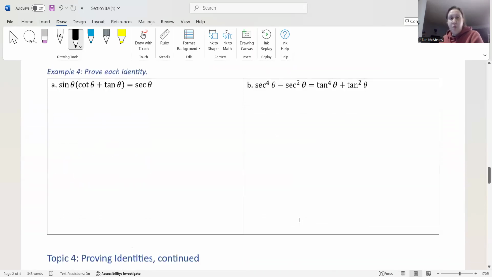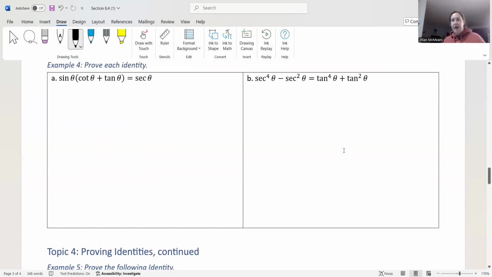Let's look at two more that aren't too bad. There may be a little more involved, but nothing too crazy. I have faith that we can do this. So for example, the directions are the same. It says prove each identity, okay?